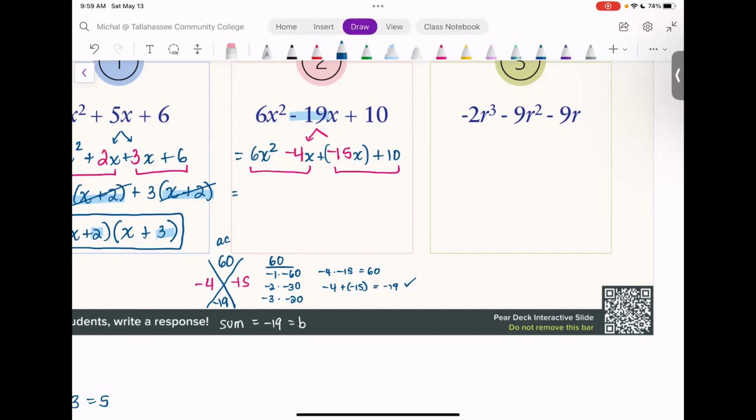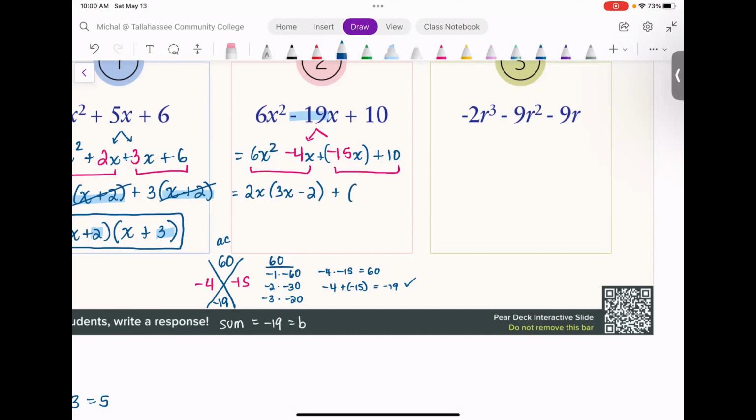The biggest number that divides both 6 and 4 evenly is 2. And the biggest number of variables that divides both x squared and x evenly is a single x. If I divide 6x squared by 2x, 6 divided by 2 is 3. X squared divided by x is x. If I divide negative 4x by 2x, I get negative 2. X divided by x is 1. So just 3x minus 2 is my term that's in the grouping symbols.